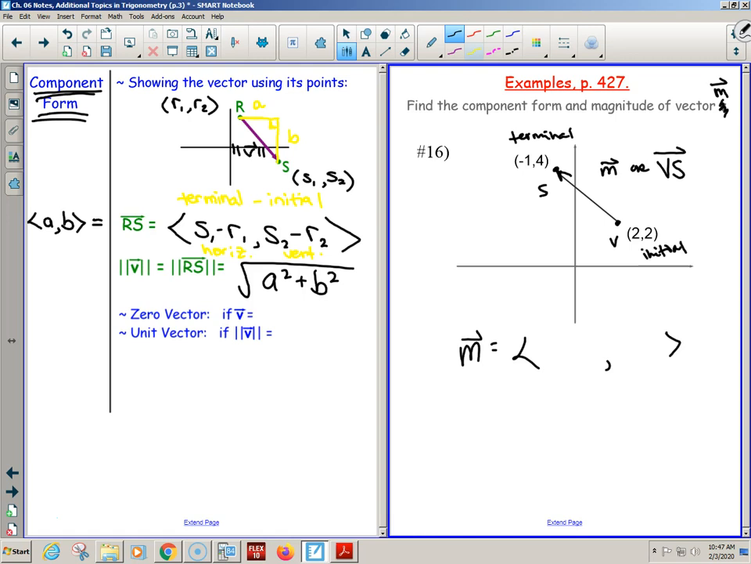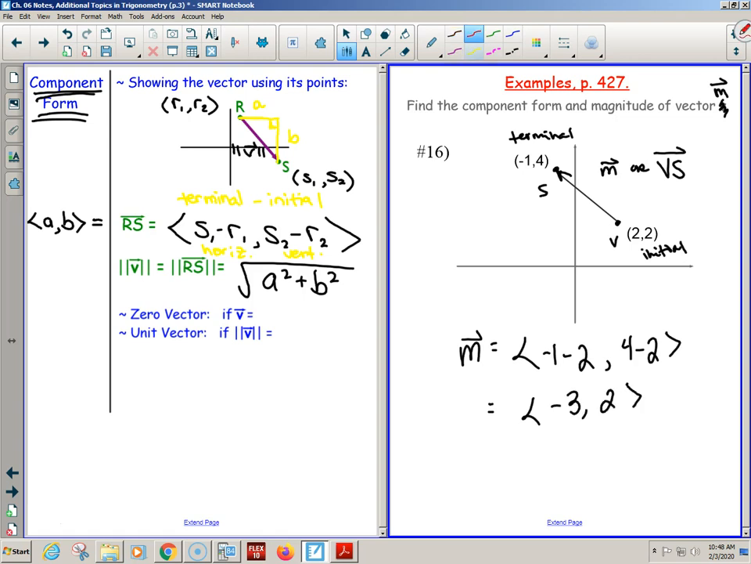Who's the terminal? The arrow guy. Who's the arrow guy? S. Aha. It's going to be negative 1 minus 2. That's the horizontal. I have to go terminal minus initial. And then it's going to be 4 minus 2. So then his components are as easy as negative 3, comma, 2.